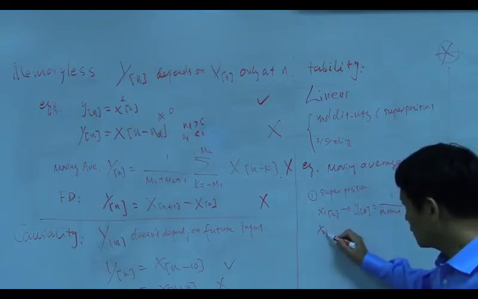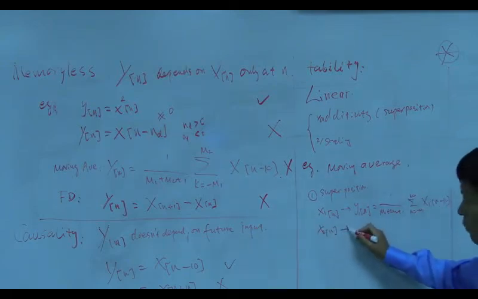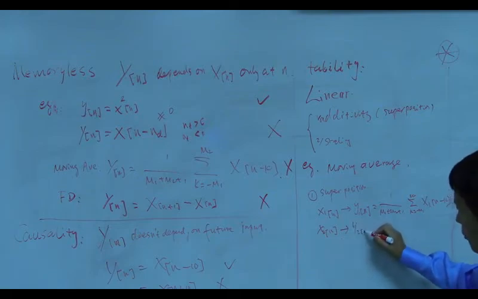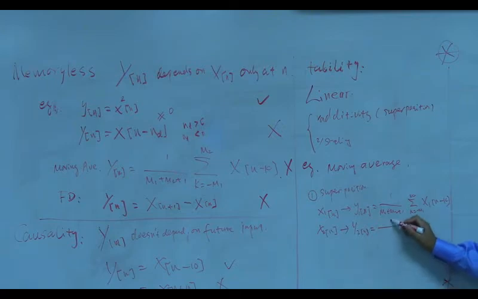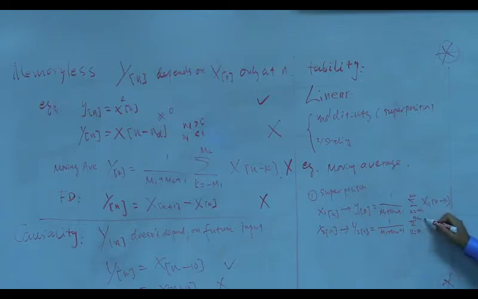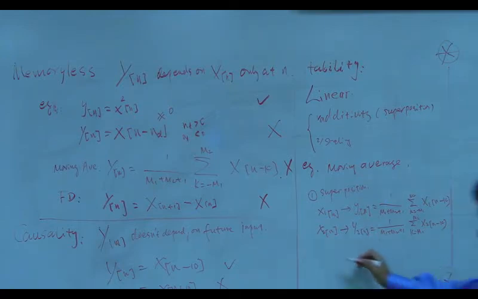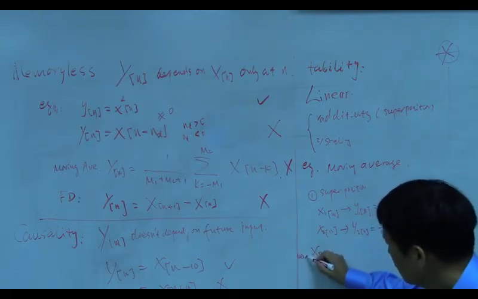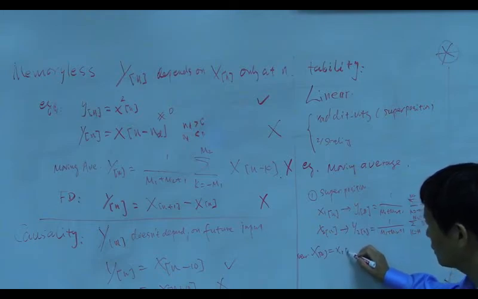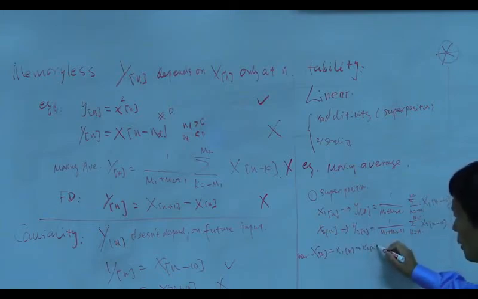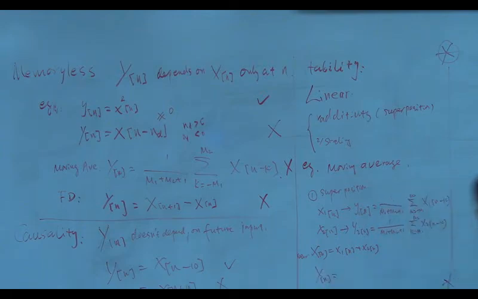Second, if you have the second input x2[n], then we get y2[n], which equals 1 over M1 plus M2 plus 1, the sum over k from negative M1 to M2 of x2[n minus k]. Make sense? Remember this? The next one, we have a new input x[n]. We let this new input equal x1[n] plus x2[n], and we are going to find out what the new output is.